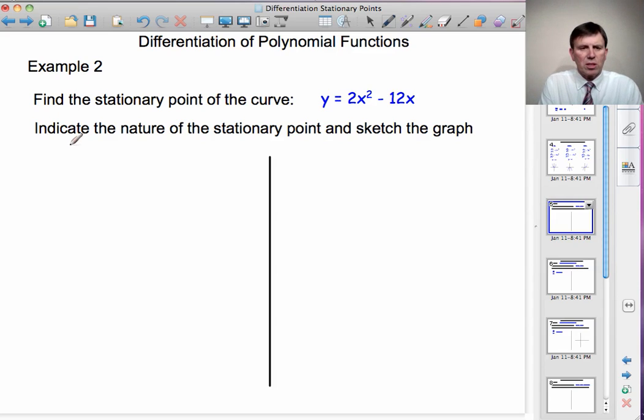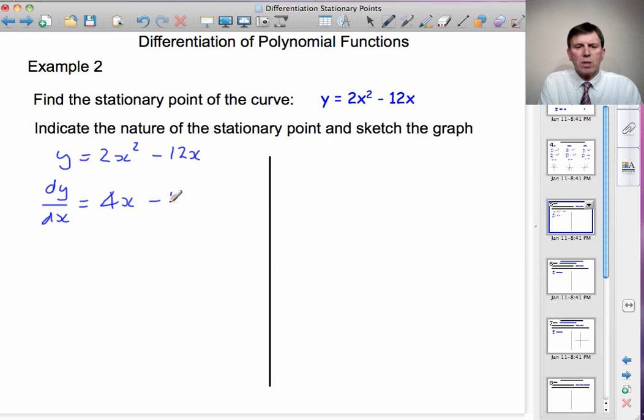So we begin with the function itself. y equals 2x squared minus 12x. And we first differentiate to find dy by dx. Differentiate 2x squared, we get 4x. Differentiate minus 12x, we get minus 12. Now at a stationary point, dy by dx equals 0. So at a stationary point, dy by dx is equal to 0.